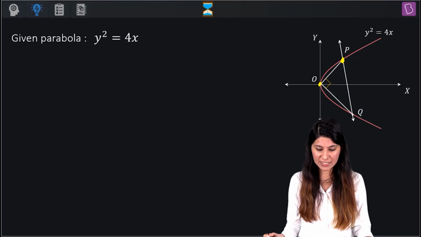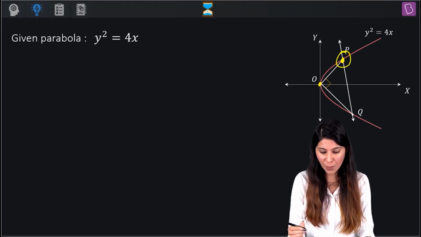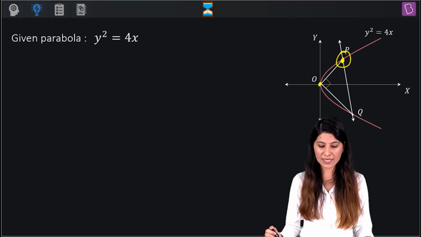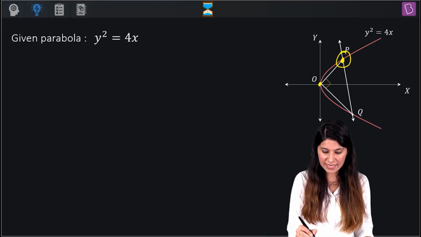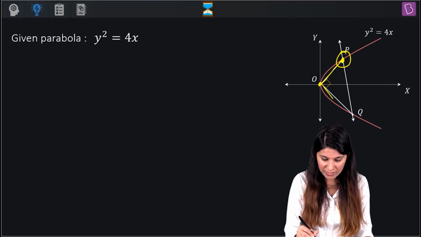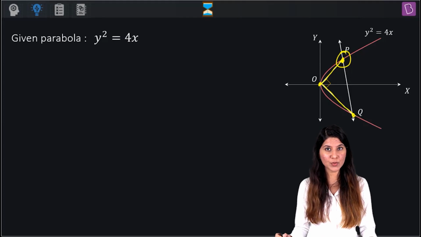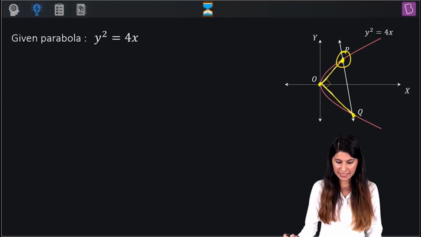The very first geometrical condition is that the normal at point P meets the curve again at point Q. That is condition number 1. Condition number 2 is that angle POQ is 90 degrees. Okay, let's begin.